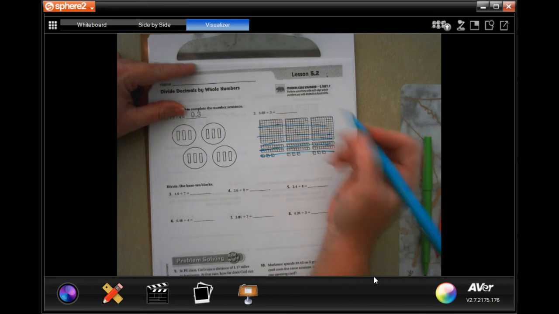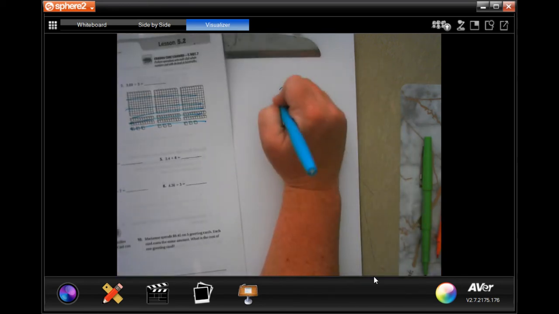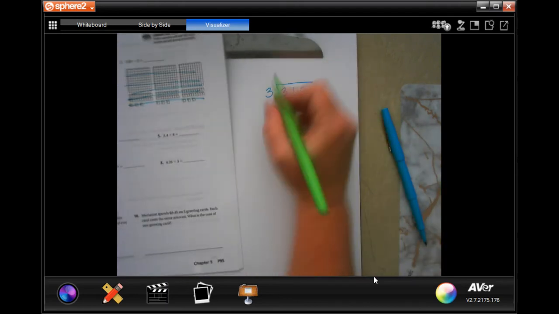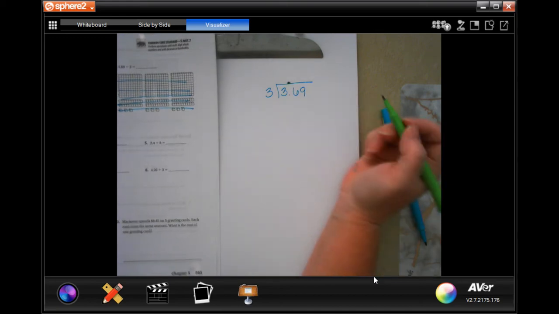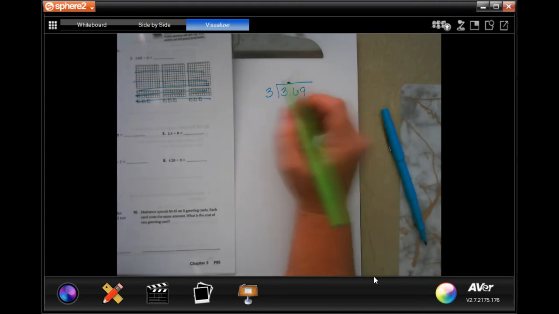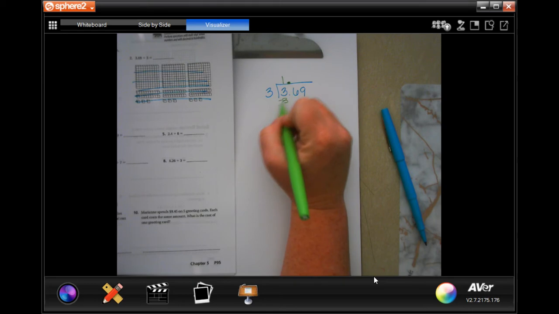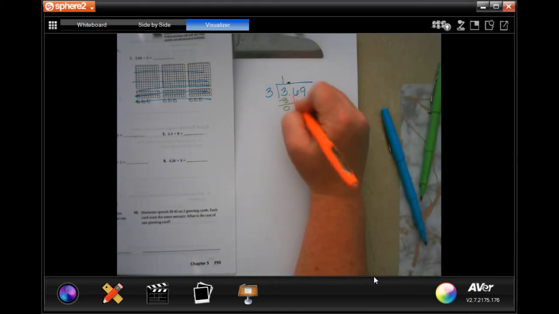3.69 divided by 3. I'm going to go ahead and do that over here. There's no decimal outside, so all I have to do is go to the decimal that's inside and push it up to the top into my answer. 3 is going to go into 3 one time. 1 times 3 is 3. Subtract is 0. 0 is definitely smaller than 3, so I can bring down my 6.